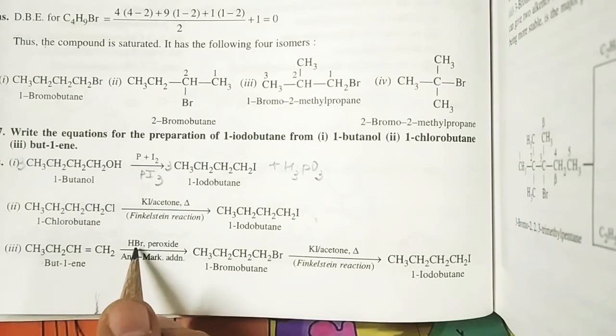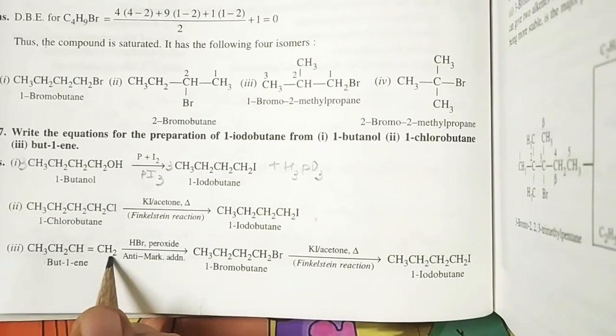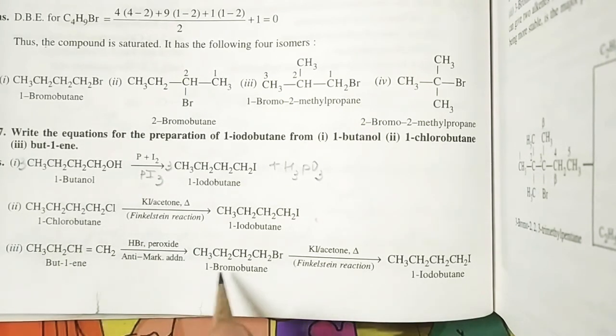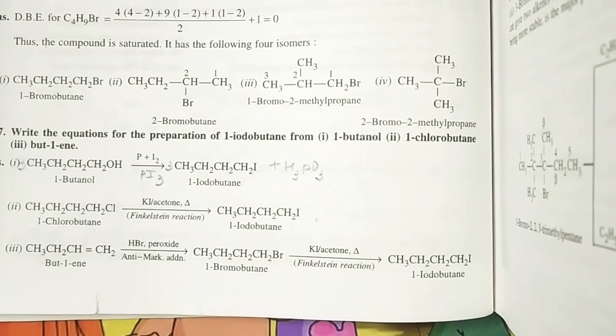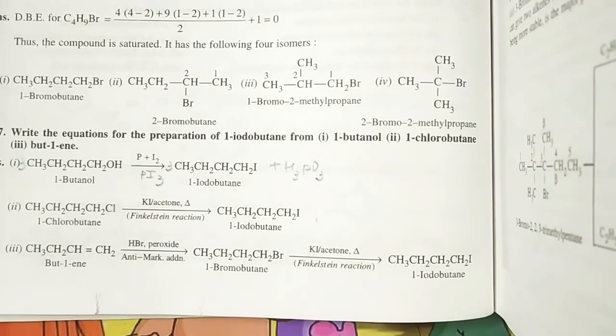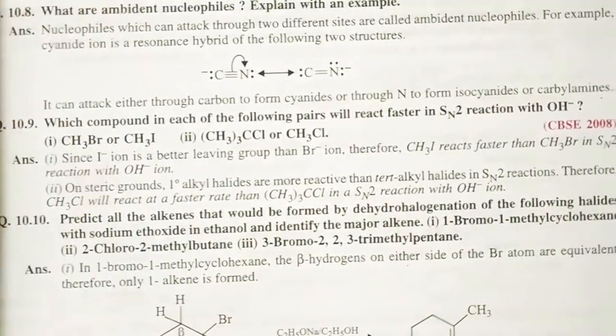The more electronegative portion of the asymmetric reagent is added at the carbon with the greater number of hydrogens, and the less electronegative part goes to the carbon with fewer hydrogens, so we get 1-bromobutane. After the 1-bromobutane, we understand the above reaction with KI in acetone, the Finkelstein reaction, and we get 1-iodobutane. So this is about 10.7. Now 10.8.